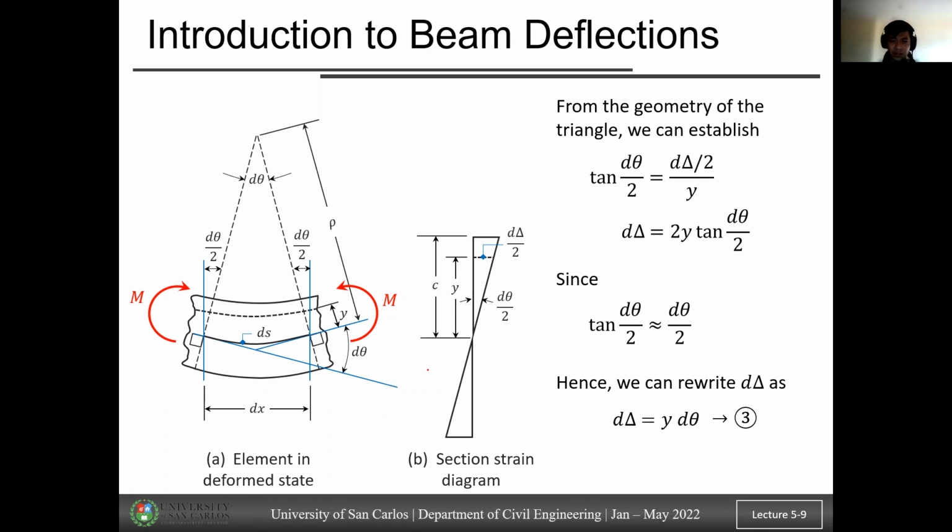So I think the strain diagram can be established with the previous topics we have discussed, but since I was not able to discuss to you how to create the strain diagram, establishing the strain diagram is similar to the shear and moment diagram, but it's just beside it.